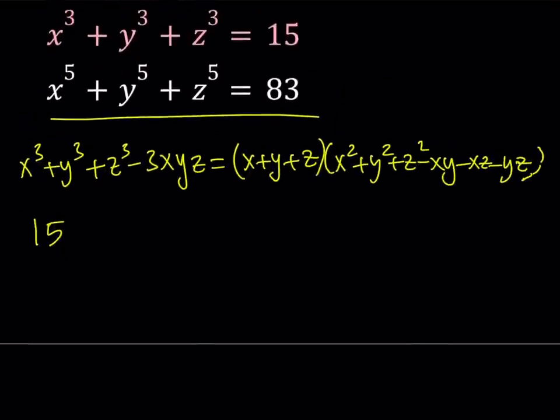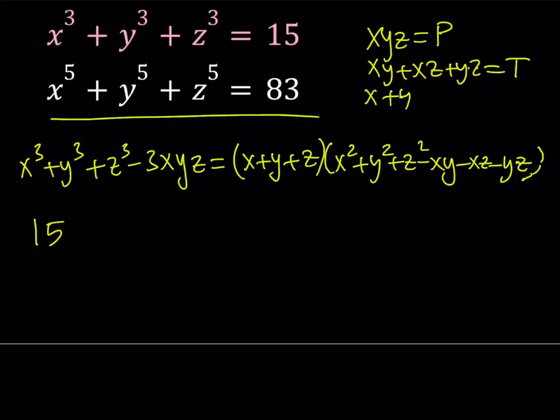substitution here. For example, I would like to call the xyz p. And then I'm going to be using xy plus xz plus yz, and I would like to call that t for two-way sums. And then I'm also going to be dealing with x plus y plus z. I could call that s, but I do know that s is equal to 3 here. Great. Let's go ahead and do the replacements. 15 minus 3p is equal to 3 times the quantity given that way.